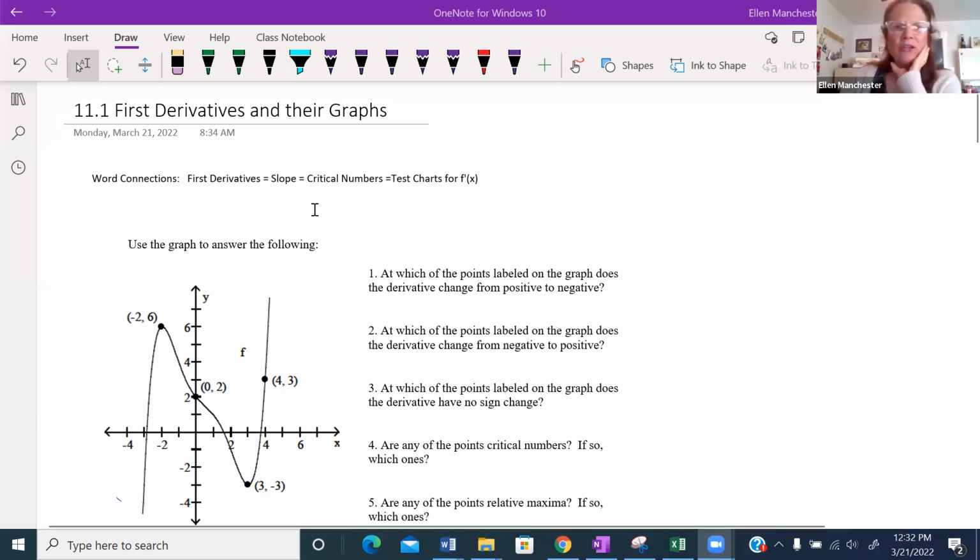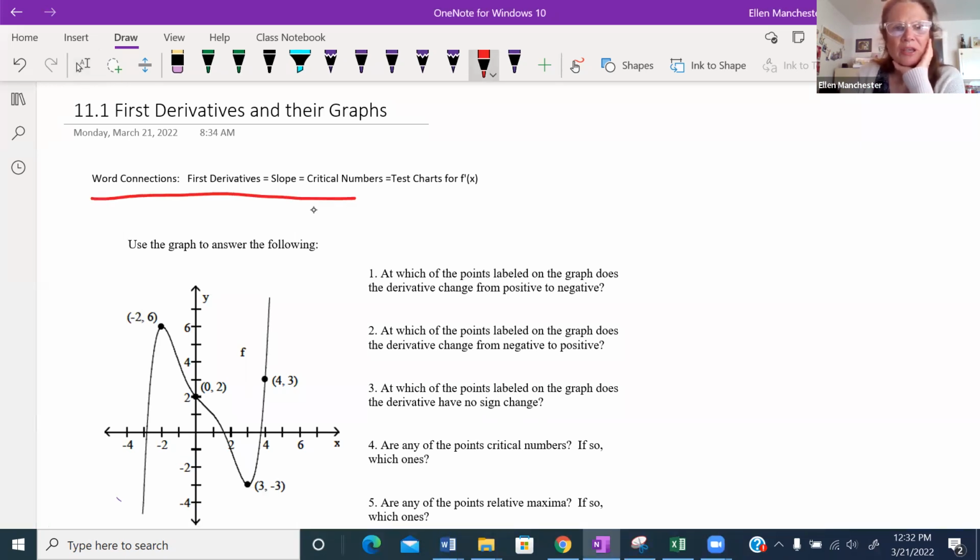I wanted to make sure that you have these word connections. Anytime we're looking at first derivatives, you're looking at slope, which is what we've been doing. Now we're going to introduce critical numbers or critical values. The critical values or critical numbers are going to take us to a test chart. So look at this as a progression of terms, and they all mean first derivative. That's how we're going to find all of these values.